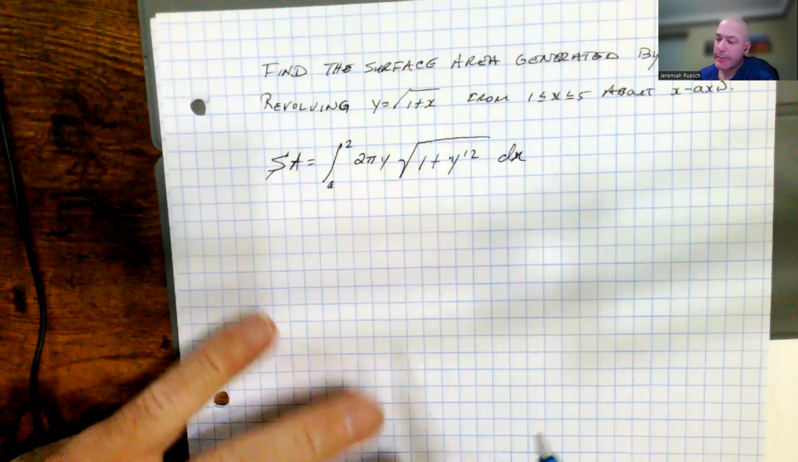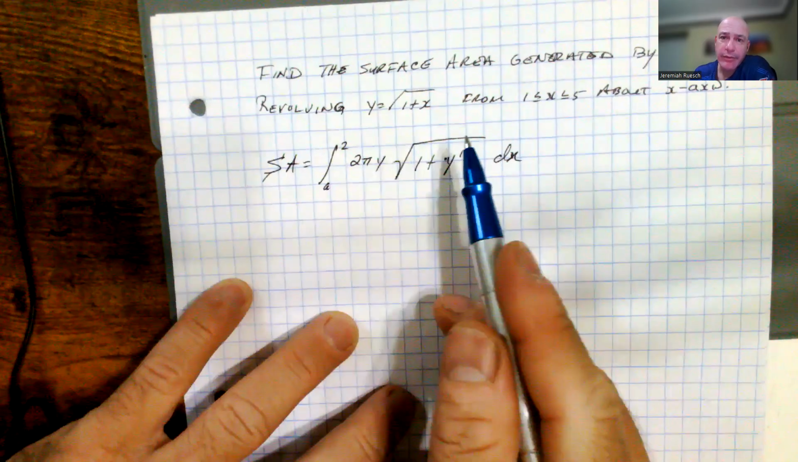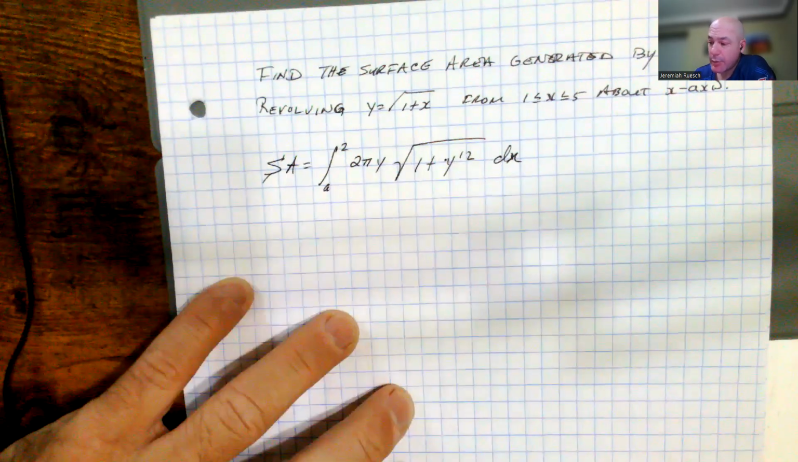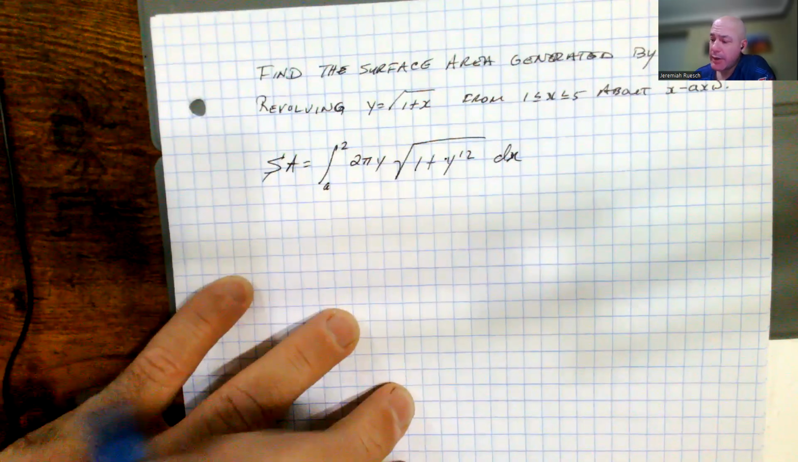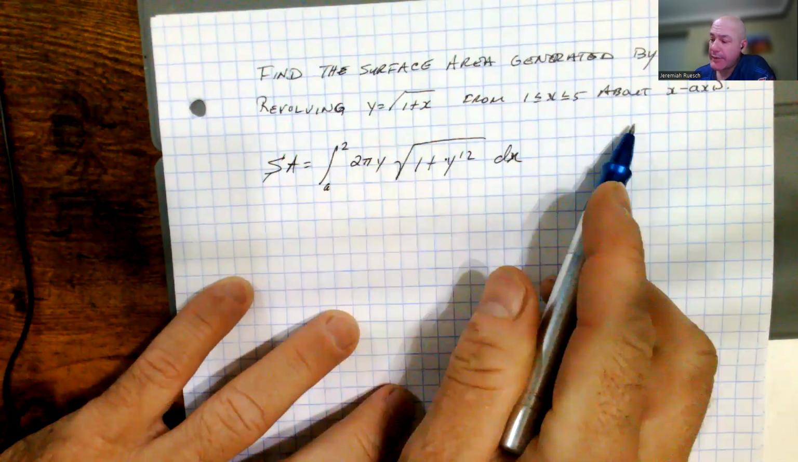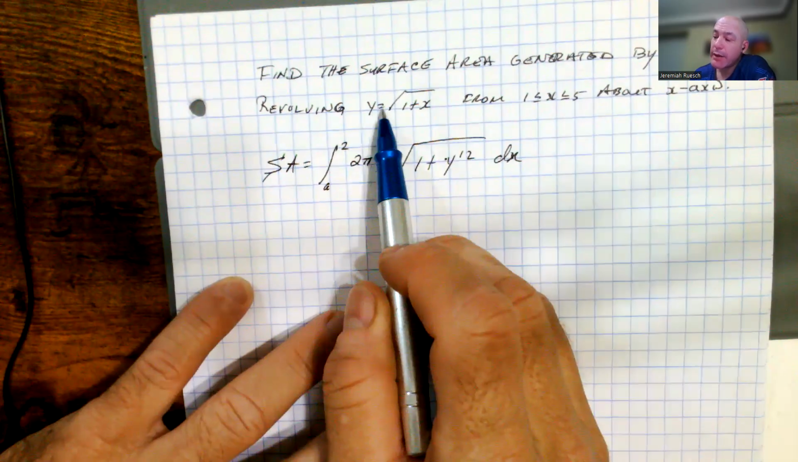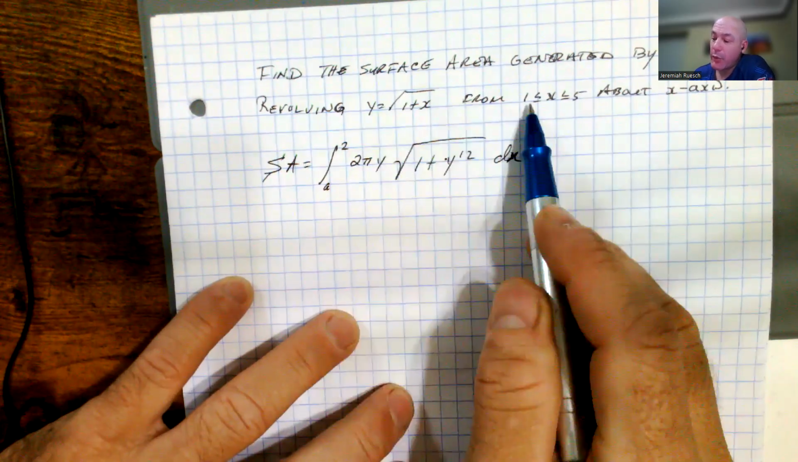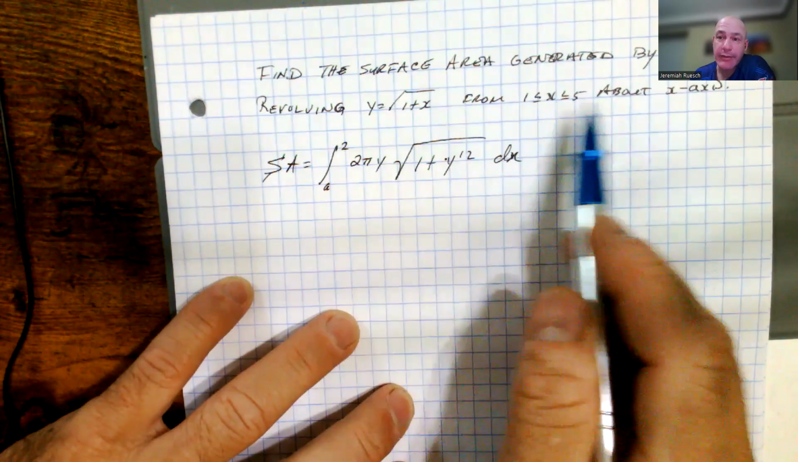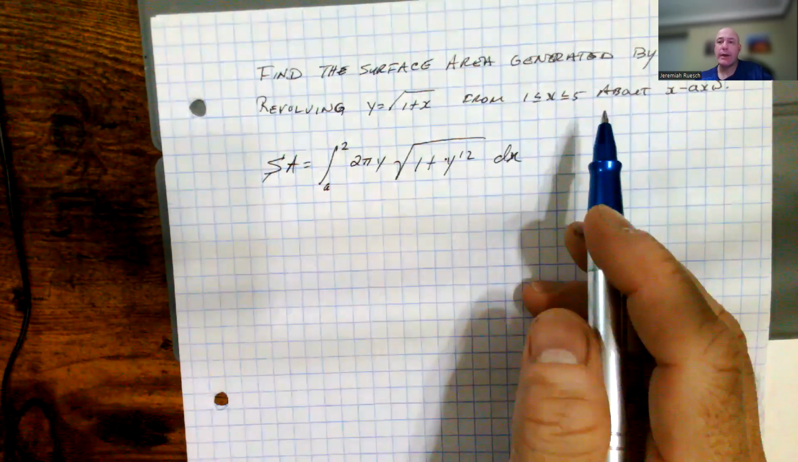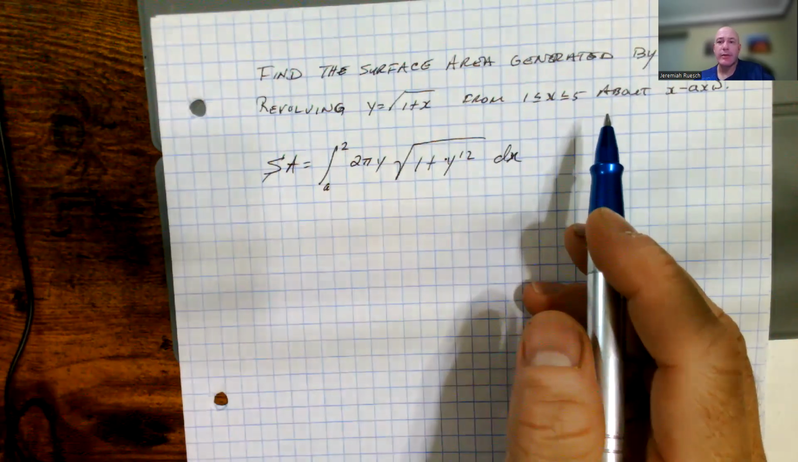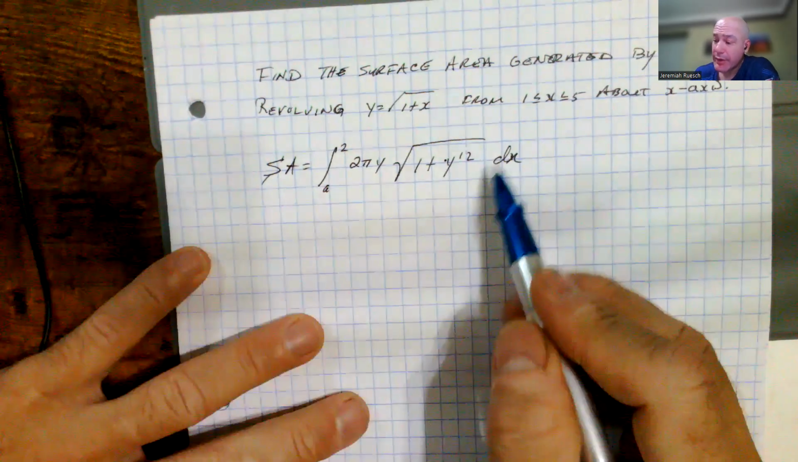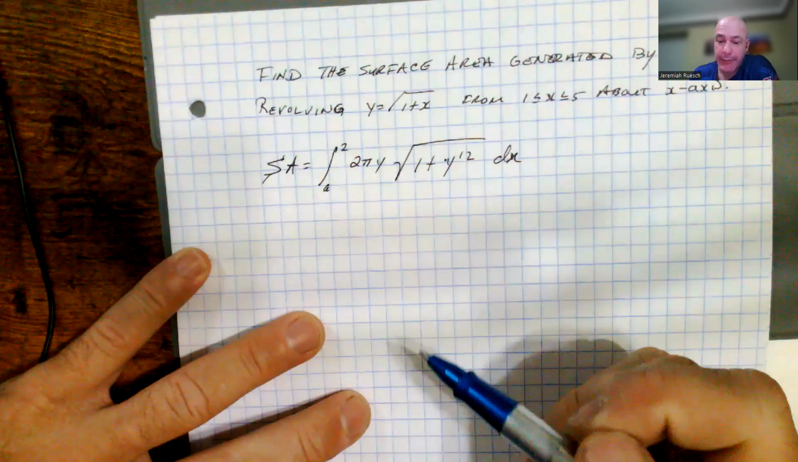All right. In this problem, very similar to the arc length, we're going to look for the surface area of a particular function generated about the x-axis, y equals the square root of 1 plus x from 1 to 5 on the x-axis. So we're going to figure out what is the surface area of this graph.